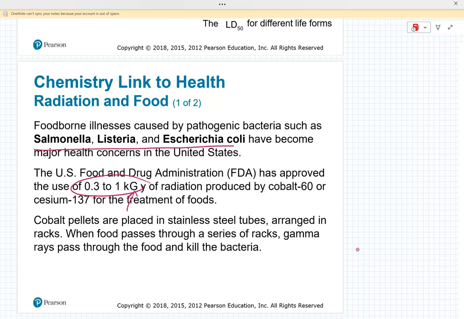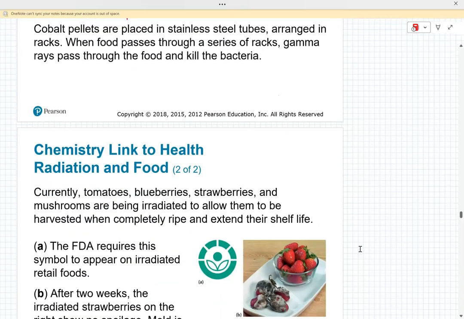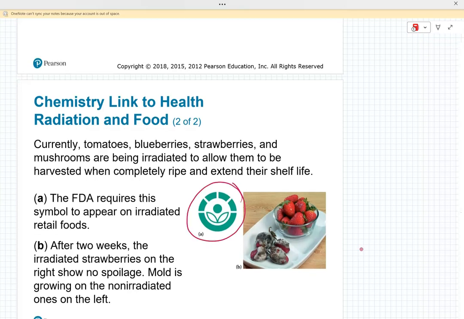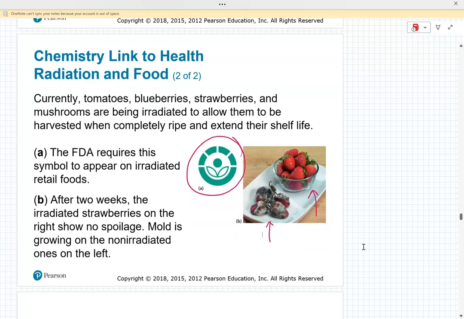And I want to emphasize, food is completely safe to eat afterwards. It's not becoming radioactive. It just increases the shelf life. Making sense? Because the less bacteria you have, the better. There we go, that's the symbol. Okay? So this is the comparison of irradiated food versus non-irradiated food. You see? Irradiated food has a longer shelf life.